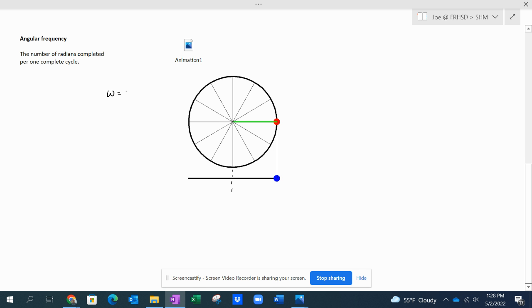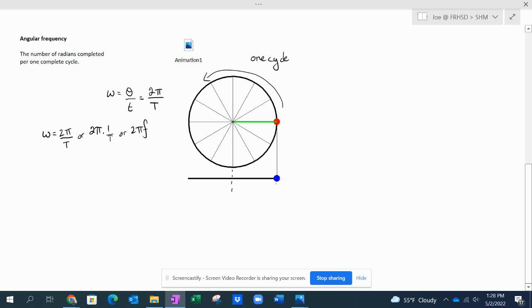So angular frequency can be related to angular speed. If we apply this to the red object for one cycle, in one cycle the number of radians is 2 pi, and the time for one cycle is the period. So we get the angular frequency is equal to 2 pi over T, or I can write this as 2 pi times 1 over T, or 2 pi times the frequency. This bit of information is going to be helpful a little bit later on. I just wanted to introduce it here.